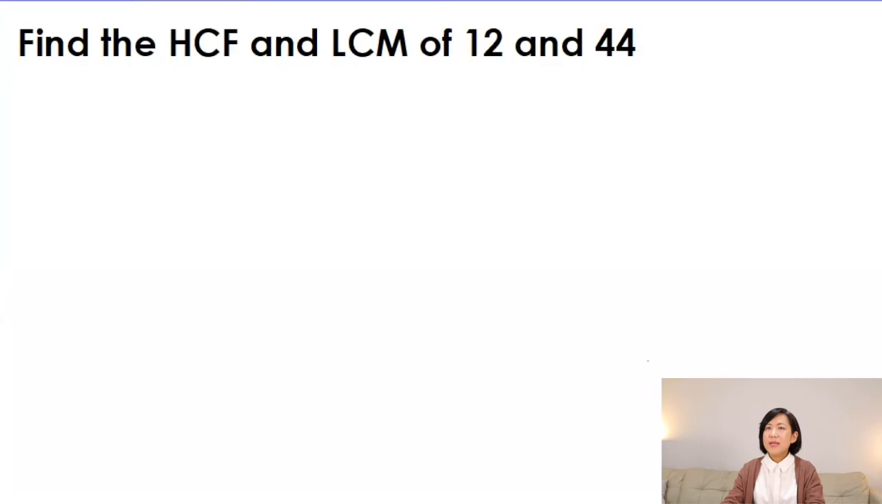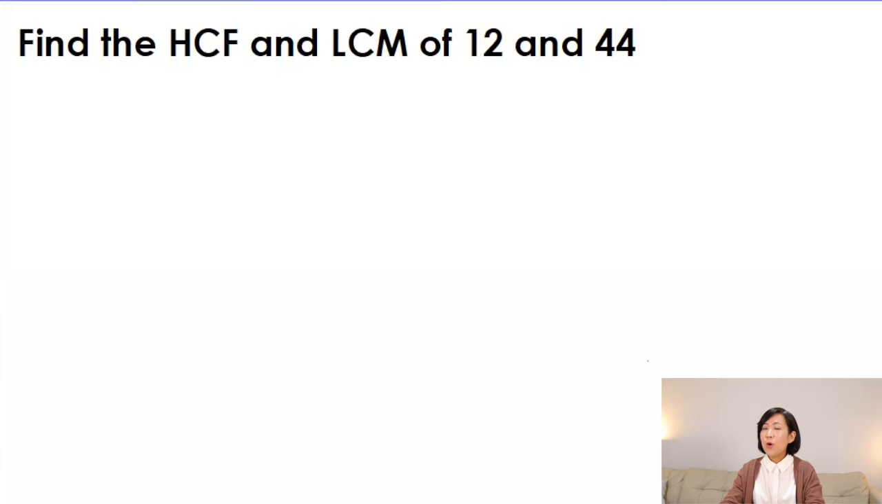We learned about highest common factor and lowest common multiple. In this lesson, we will practice a quicker and simpler way to find the HCF and LCM. Let's start to find our highest common factor and lowest common multiple of two numbers. You've got 12 and 44.